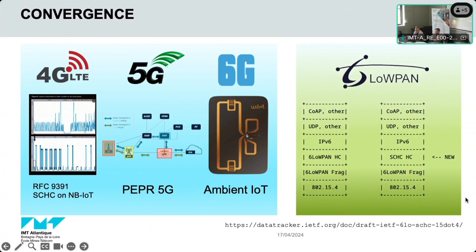And then, the other important point is to see the convergence between 6LoWPAN and SCHC. So there are ongoing efforts, with Anna also involved, aimed at replacing the IPv6 header compression layer with something more generic that could address the entire protocol stack, not just IP.